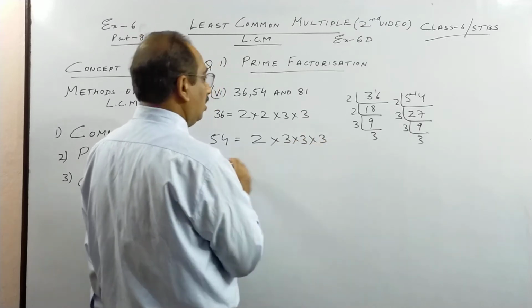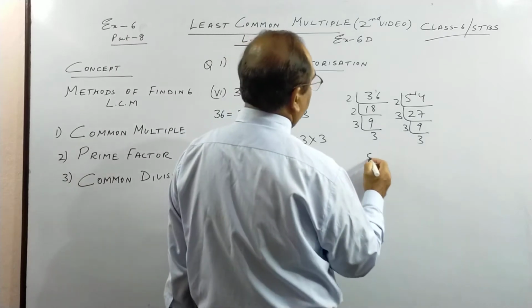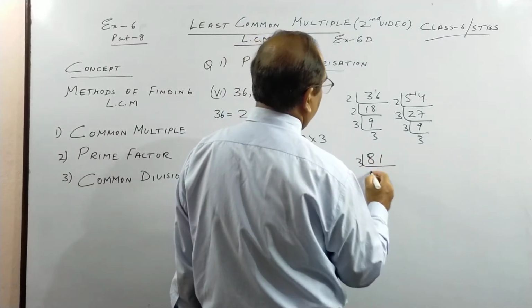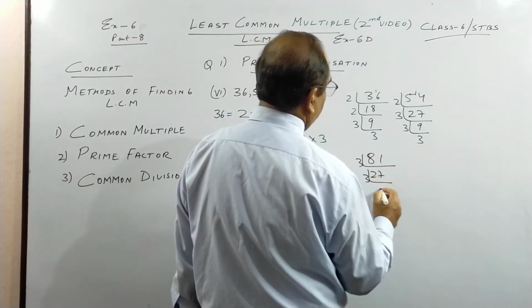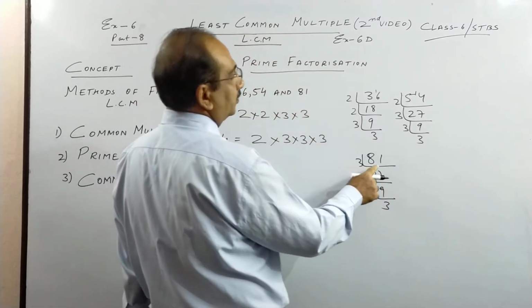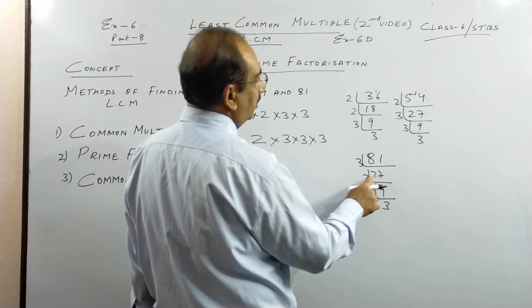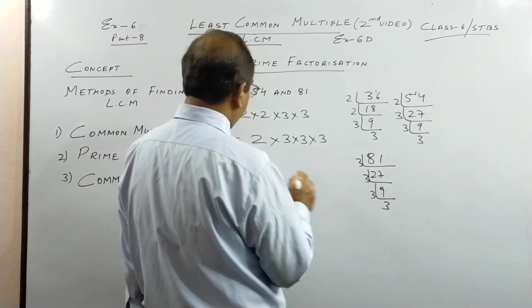Now the last number is our 81. 81, if you see children, is an odd number. This will go with 3, 4 times. 3 2s are 6, 2 will remain, 21, 7s are 21, then 3 9s are 27.